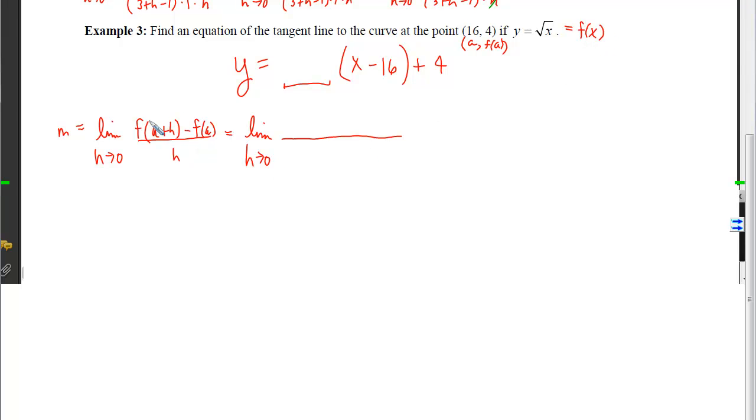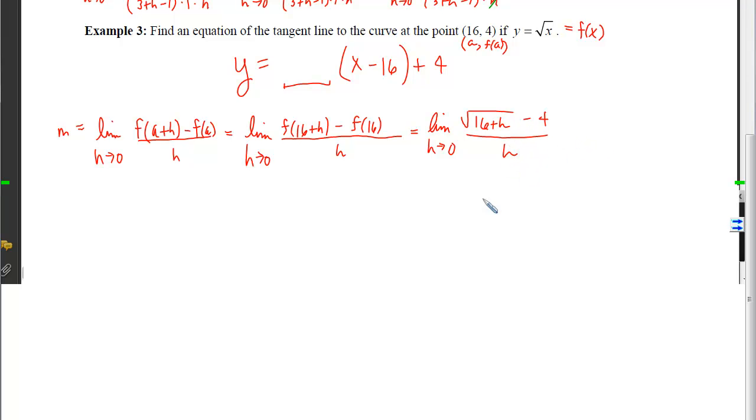So if I plug a plus h, we won't skip any steps here. My a is a 16 plus h, and my a is a 16. If I plug a 16 plus h into the function, I get a square root of a 16 plus h because I replaced this x with a 16 plus h. If I replace this x with a 16, I get the square root of 16, which is 4, or that y coordinate that was given to us. Again, if I plug h equals 0 in, I'm going to get a 0 on top, 0 on bottom. It's a hole. We got to fix it.